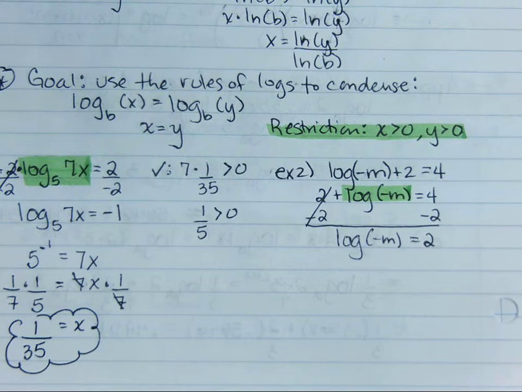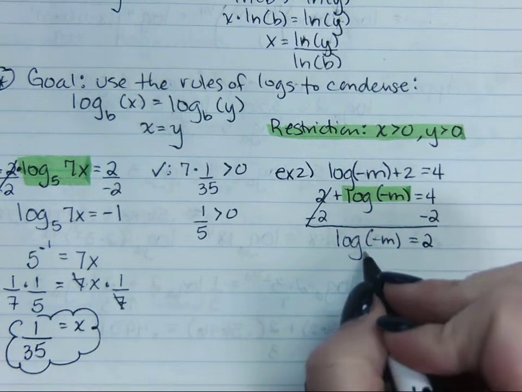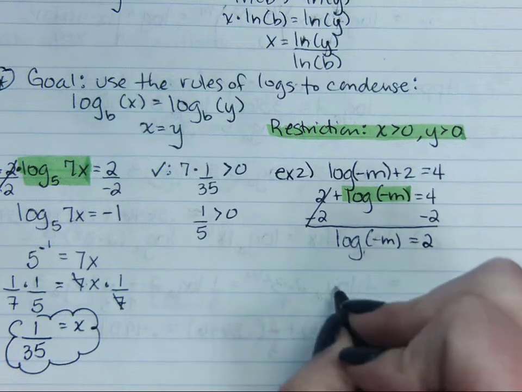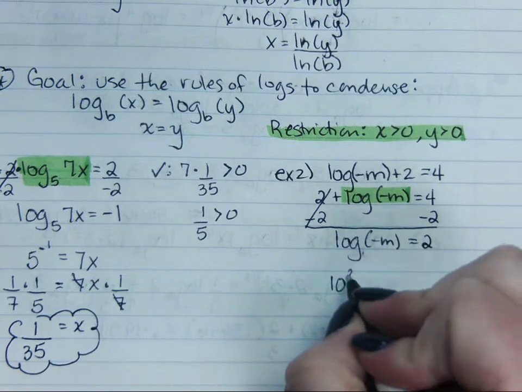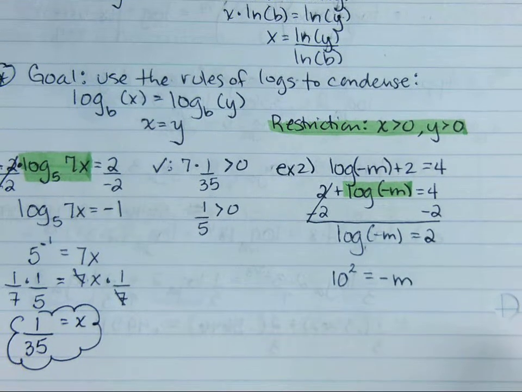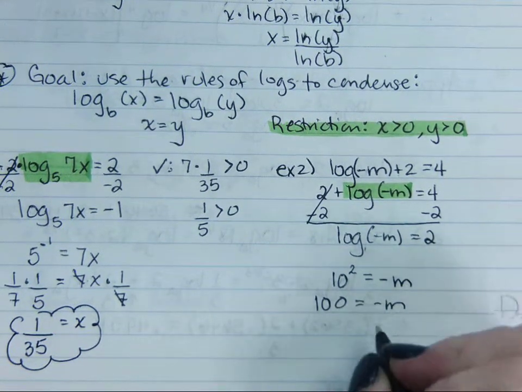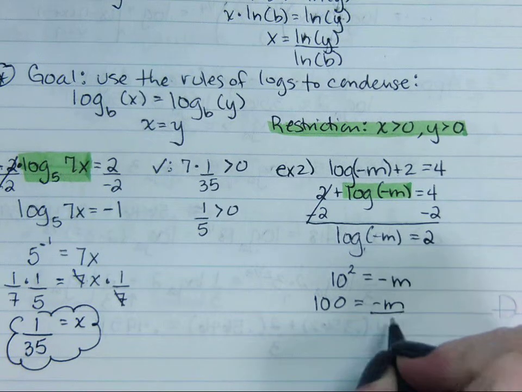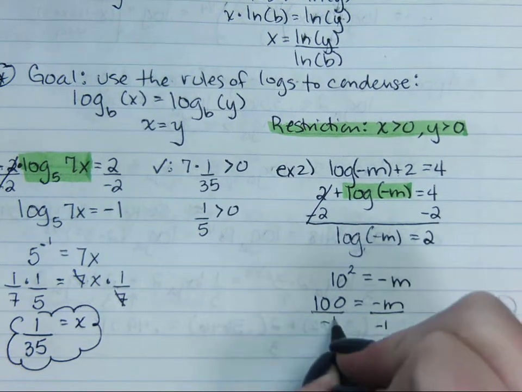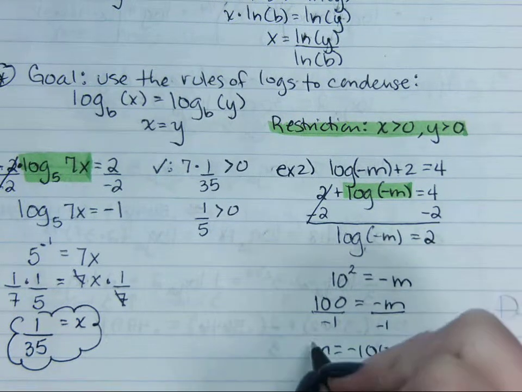And now I can solve this by turning it into its exponential form. So again, no base written means that it's base 10. So 10 to the second power equals -m, which means that I have 100 equals -m. Or again, I have a negative, so if I divide both sides by -1, m equals -100.